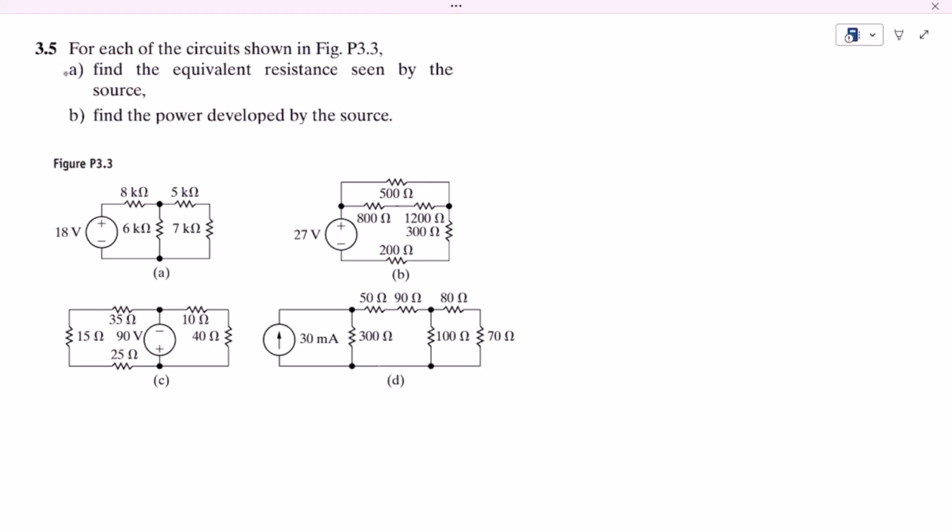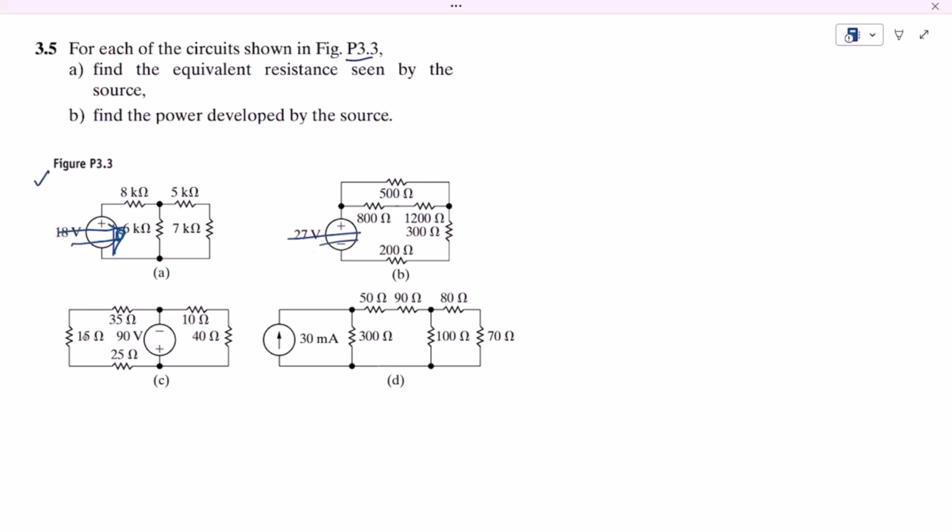Welcome back, guys. This is question 3.5, and the statement of this question is: for each of the circuits shown in figure P3.3, find the equivalent resistance seen by the source. This is the source, and what is the equivalent resistance of the overall circuit as seen by this source? It can see it from this way. So if it is seeing from this way, what will be the equivalent resistance?